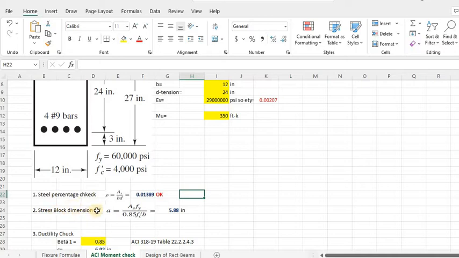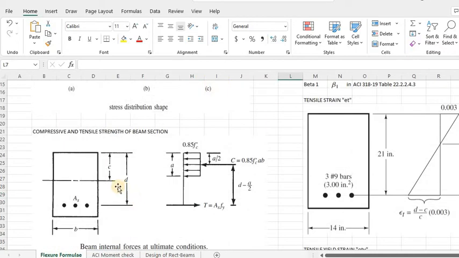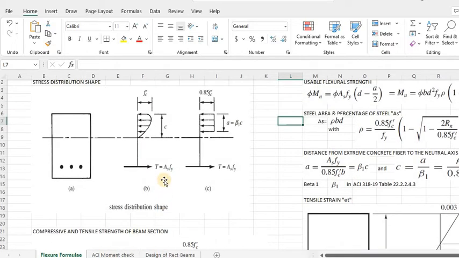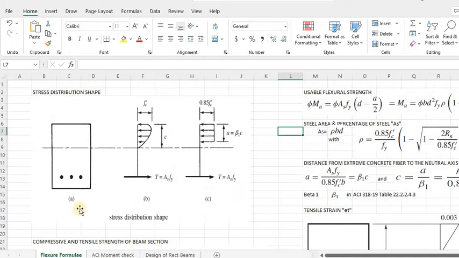Now the stress block dimension A, and that A is this here. So first, let's go up here a little bit. This is your cross section, right?